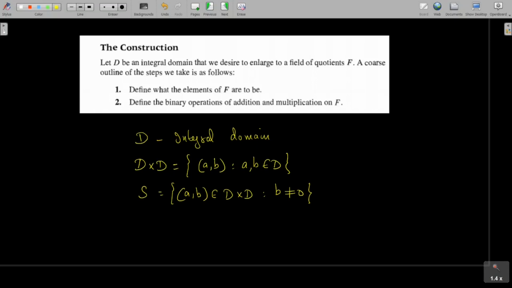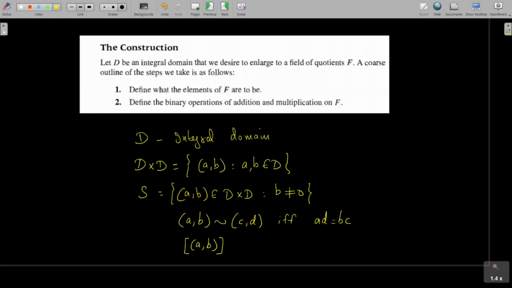After that, we define an equivalence relation on the elements of S in such a way that the element (a, b) is equivalent to the element (c, d) if and only if ad equals bc. And we showed that this relation tilde is an equivalence relation on S. Therefore, this relation partitions the set S into disjoint equivalence classes.